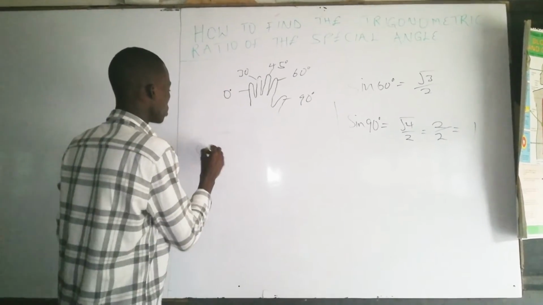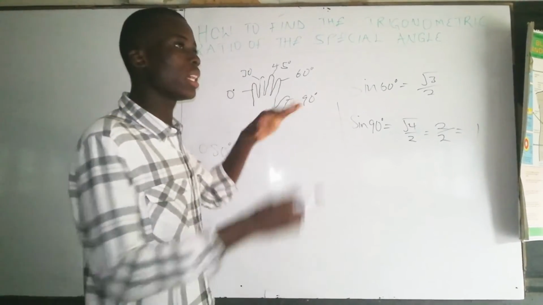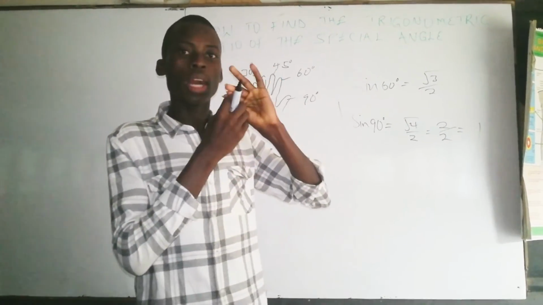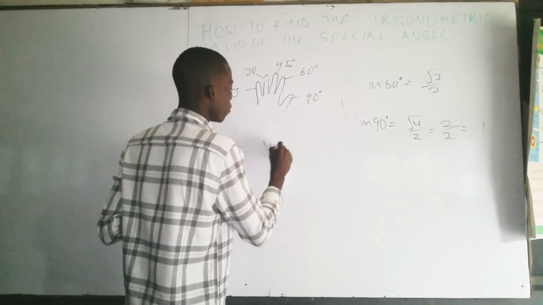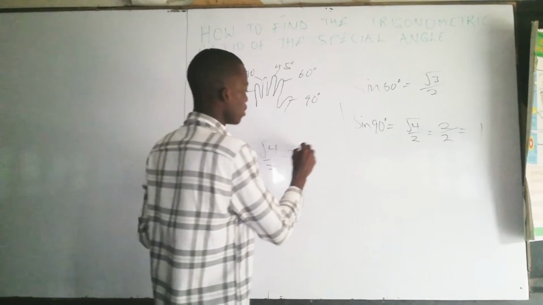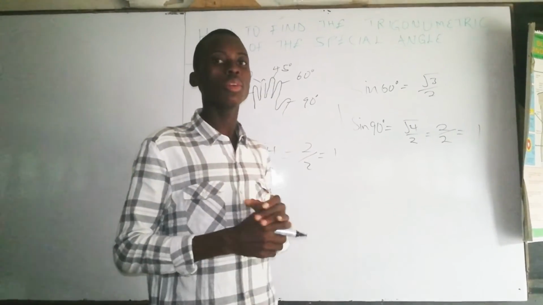So let's take cos 0 degrees. You pick this finger. How many fingers are above this one? We have 4 above it. So our cos 0 will be root 4 over 2, and that will give us 2 over 2, which is 1. So our cos 0 is 1.